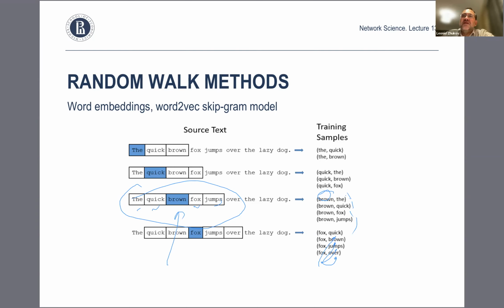Okay, so that's called word2vec or the skip-gram model. Now, why are we talking about it? First, I'll explain how you do this, and then we'll discuss why we're talking about it.